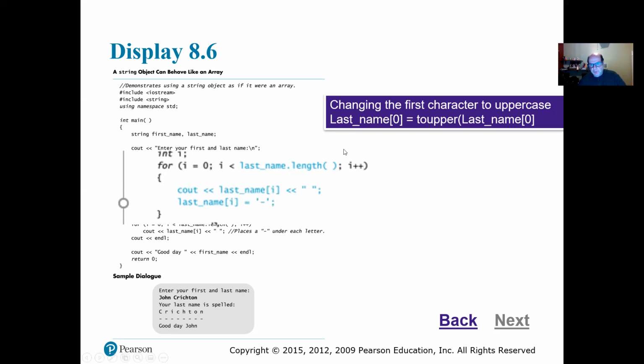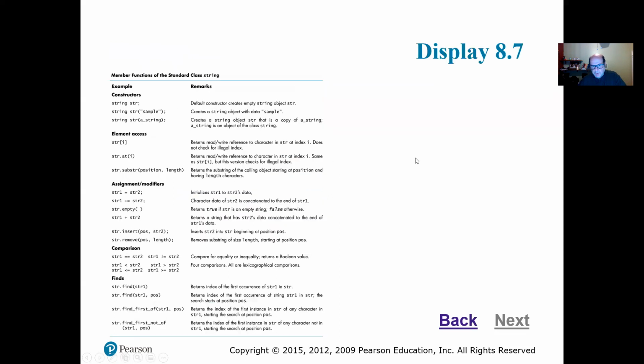So for example, if I want to change the first character of my first name and last name to uppercase, I can just use bracket 0 with toupper on the first name and the last name at 0. So it's going to take the first character, change it to uppercase, and put it back in where it was before.